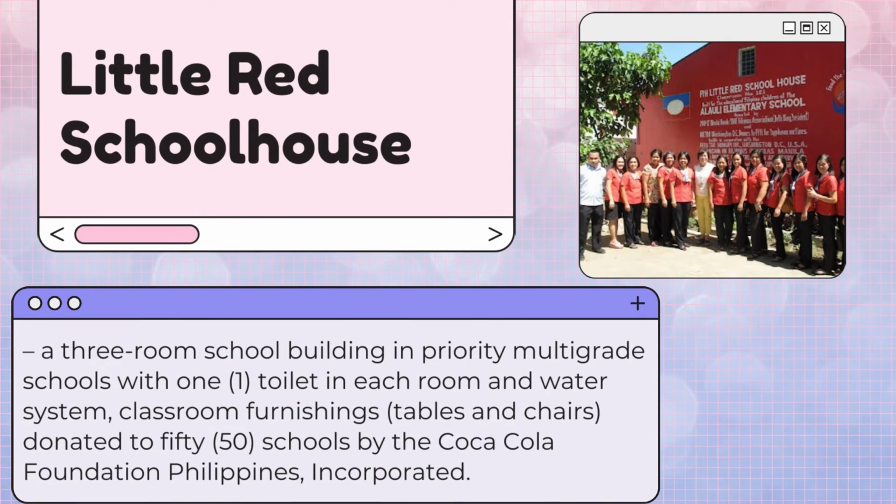Little Red Schoolhouse, a 3-room school building in priority multi-grade schools with one toilet in each room and water system. Classroom furnishings, tables, and chairs were donated to 50 schools by the Coca-Cola Foundation Philippines Incorporated.